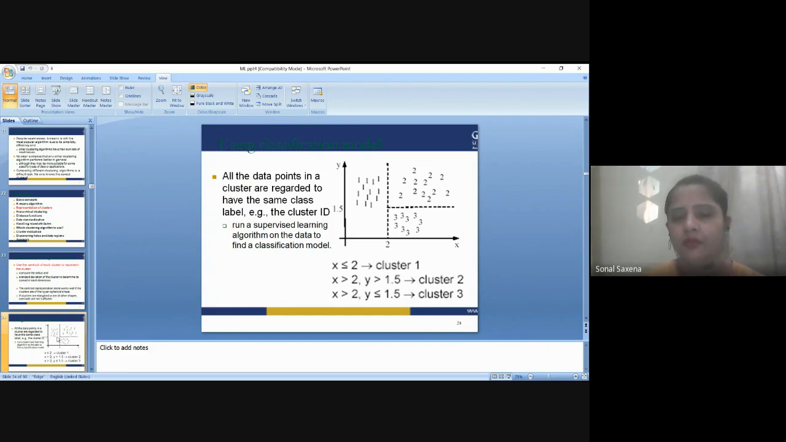See, let's say X is one of the values of your clusters, one of the input points of your cluster, and we can identify it like this: if the value of your data X is less than or equal to 2, we are going to define it in cluster number 1.